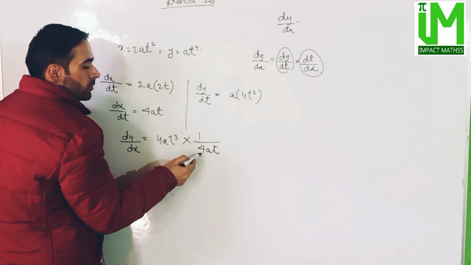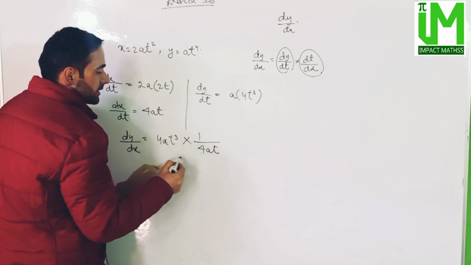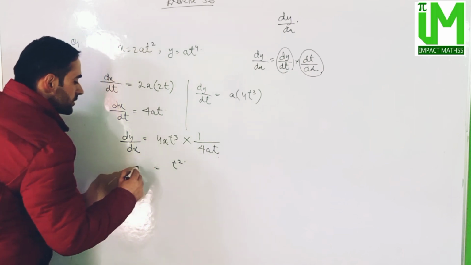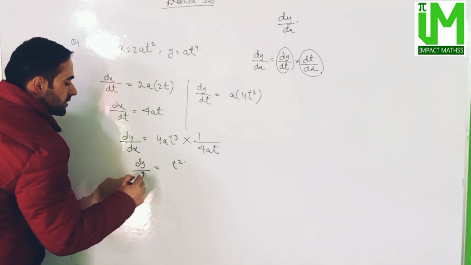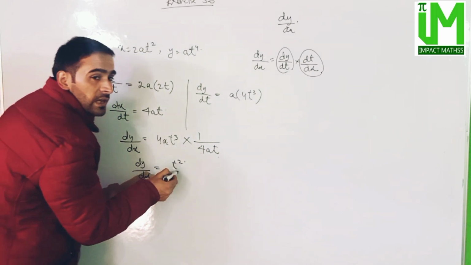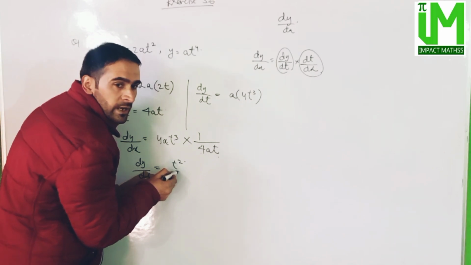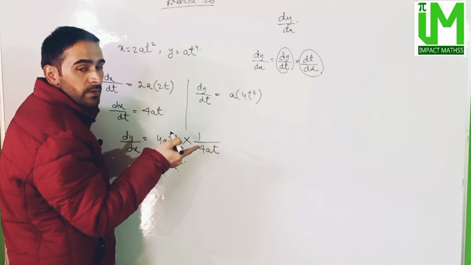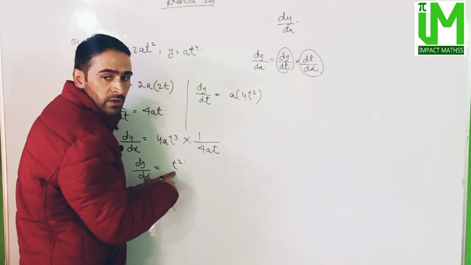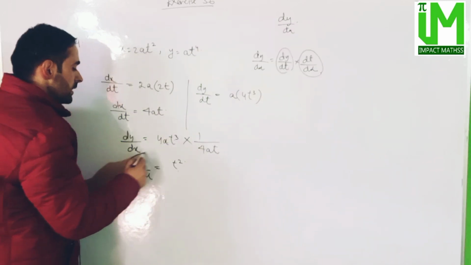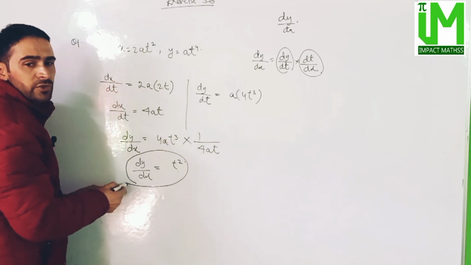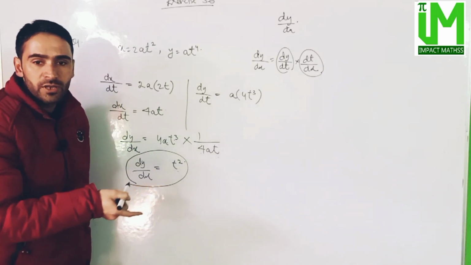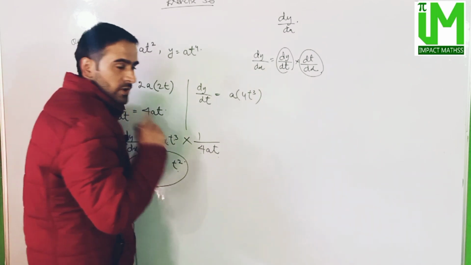So a and a will cancel out, and t cube with t, so it will be only t square. Okay, so this is dy divided by dx. The variable t has to be eliminated. In every such question, without eliminating the parameter t, we have to find dy by dx. In other words, we have to find dy by dx in terms of t. Okay, so this is first.